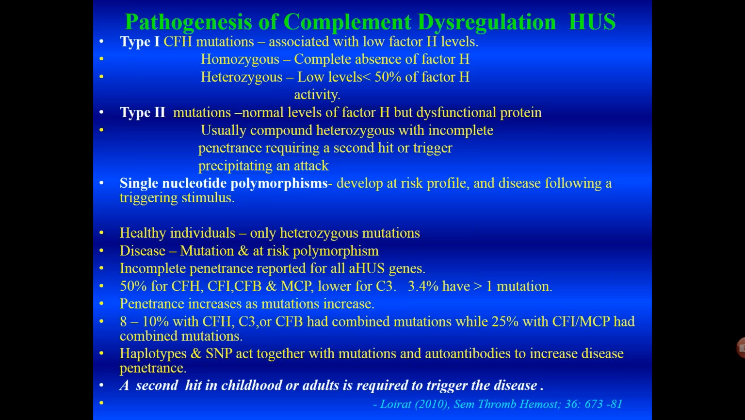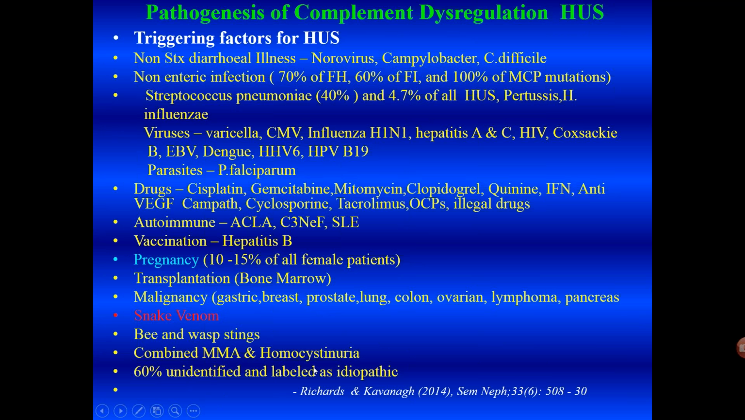2 types of mutations may occur: those associated with a quantitative drop in factor H levels in the serum, which could be homozygous or heterozygous, and those in which there is a dysfunctional protein but a normal level of the protein in the serum. Also described is a group of conditions with single nucleotide polymorphisms. Their exact role today is not quite known, as I will show you from one Spanish study. Importantly, all of the mutations will result in a genetic susceptibility, but a second hit in childhood or adults is required to trigger the disease.